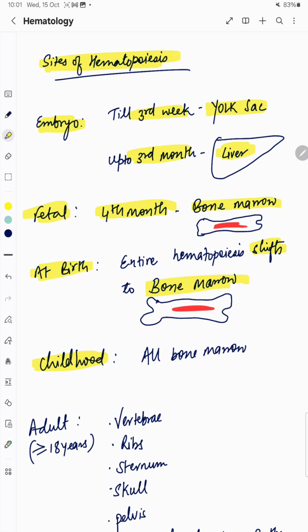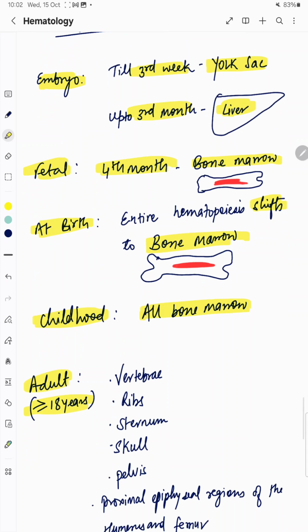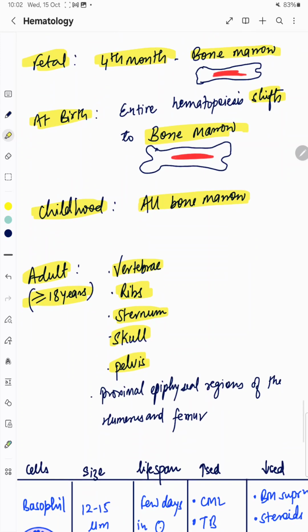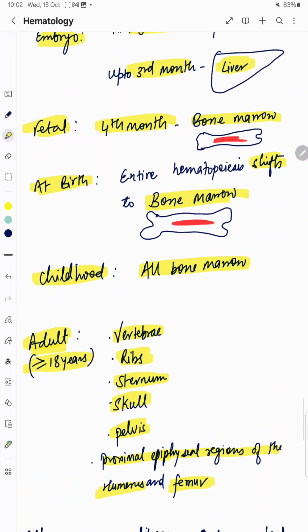In childhood, the bone marrow of all bones is the site of hematopoiesis, and in adults 18 years and more, hematopoiesis is restricted to certain bones like vertebrae, ribs, sternum, skull, pelvis, and proximal epiphyseal regions of humerus and femur. So these are the sites of hematopoiesis according to age.